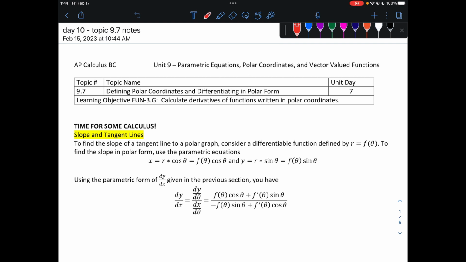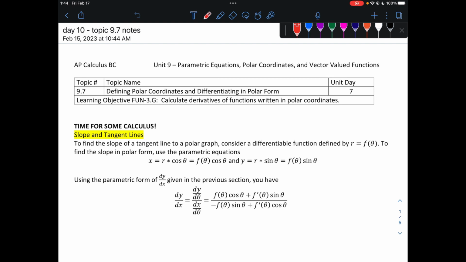And in this video, we're going to continue on with our study of polar coordinates. But now that we've recovered all of our polar coordinate knowledge that we learned in pre-calc, now it's time to bring on some calculus. Okay? So let's start with slopes and tangent lines.